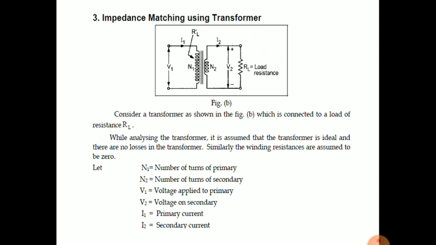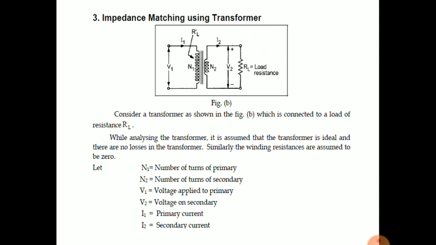Consider a transformer as shown in the figure, which is connected to a load of resistance RL. While analyzing the transformer, it is assumed that the transformer is ideal. In ideal conditions, there is no loss of current or power, which means leakage current is neglected, equal to 0. Those losses are all assumed to be 0, and there are no losses in the transformer. Similarly, the winding resistances are assumed to be 0.